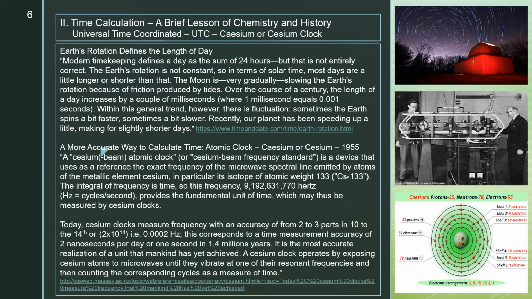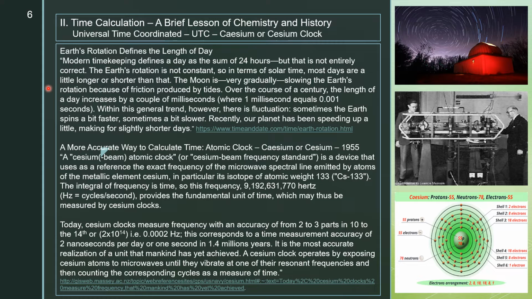Section 2, Time Calculation: a brief lesson of chemistry and history on Universal Time Coordinated, or UTC, measured by a cesium clock. Earth's rotation defines the length of a day. Modern timekeeping defines a day as the sum of 24 hours, but that is not entirely correct. The Earth's rotation is not constant, so in terms of solar time, most days are a little longer or shorter than that. The moon is very gradually slowing the Earth's rotation because of friction produced by tides.